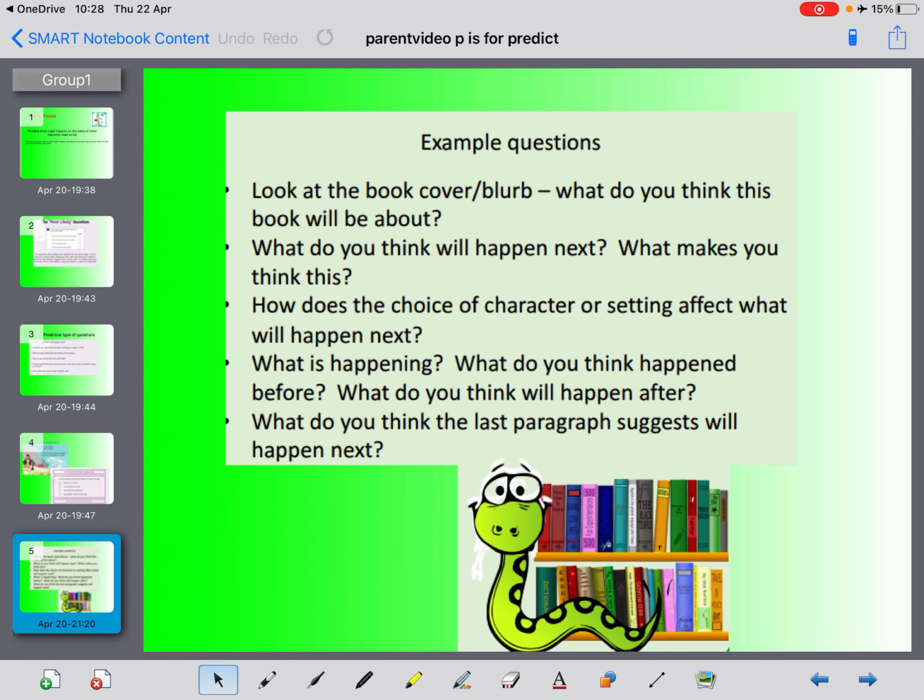So once again, these are all really useful questions that you could use at home when your child is reading with you.